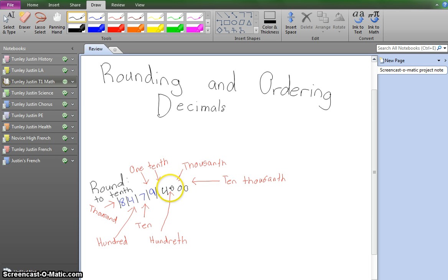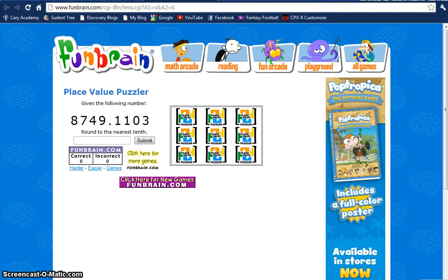So now the number becomes 8,479.4. So that's how you round. Now we're going to go here. It's called Fun Brain. What we have to figure out is what 8,749.1103 is when it's rounded to the nearest tenth.